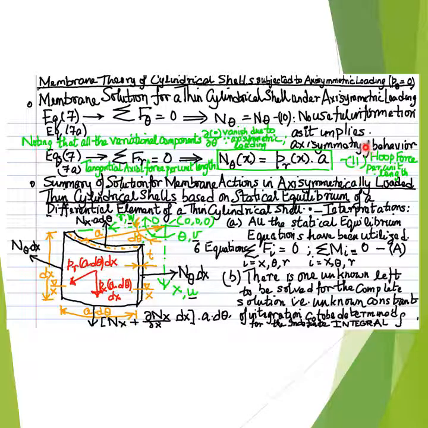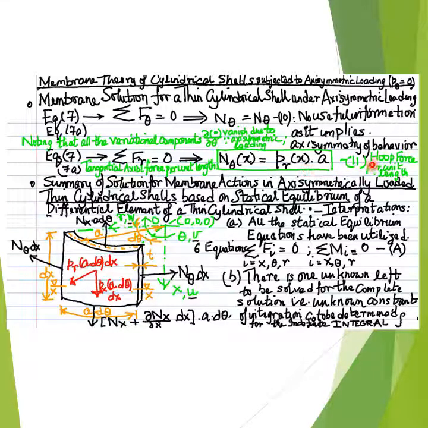Equation 11 is one of the most fundamental and useful mathematical formulations resulting from the membrane analysis of thin cylindrical shell subjected to axisymmetric loading, since equation 11 provides the relationship for calculating the hoop force per unit length, or the tangential axial force per unit length n theta x, in a thin cylindrical shell subjected to axisymmetric loading independently of any other internal action.